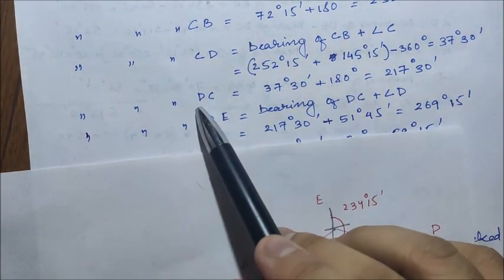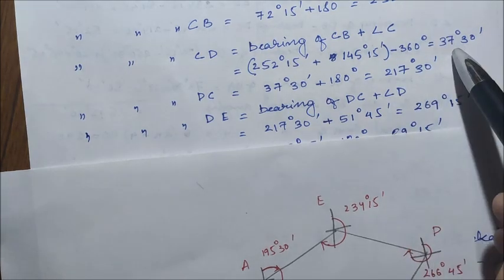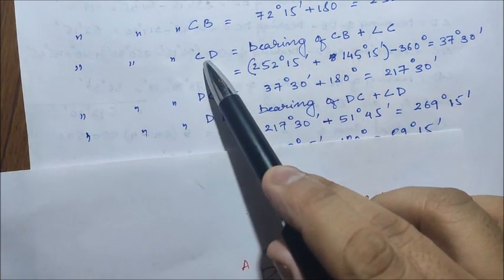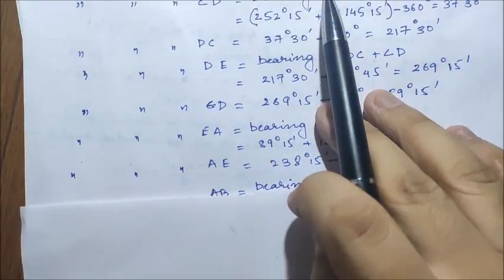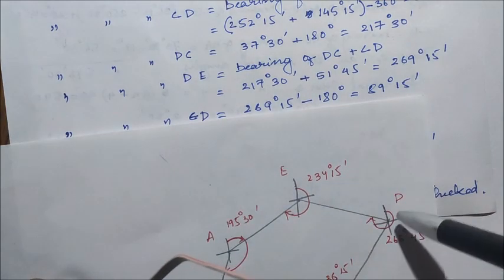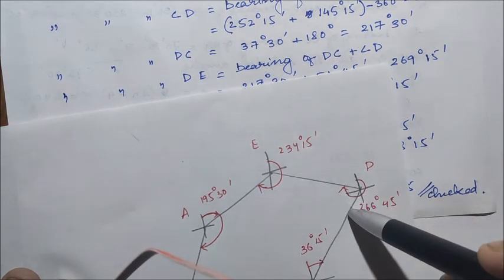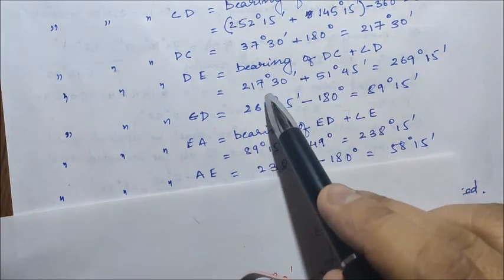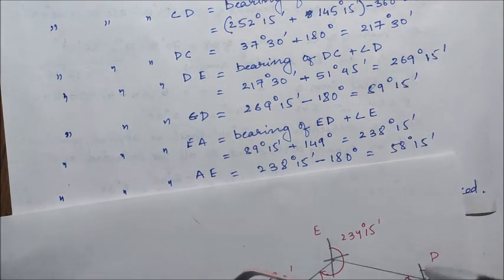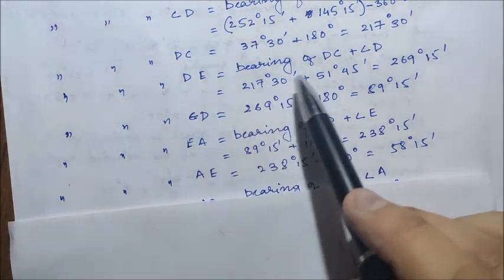Now, how to find the bearing of line DC? DC is the back bearing of CD. As we have done earlier, you just add 180 degrees to the bearing of line CD, so you get the value. Then next, we have to find the bearing of the line DE. Bearing of line DE is the bearing of line DC plus the included angle D. So we get the value of the bearing of line DE.